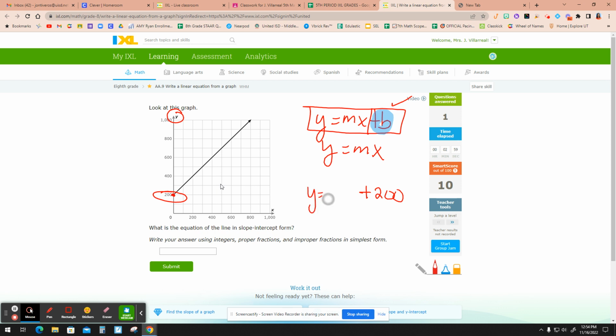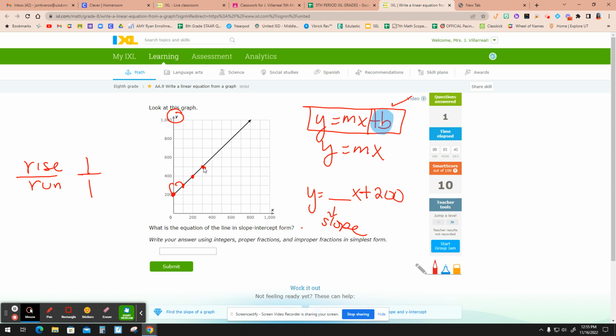So I'm done with that part. Now I just need the number that goes with the x. All right, so from this point that you already graphed right there, then you're going to go to the next pretty point, which is right here. Next pretty point, next pretty point. All right, and you start rising and running to get the number with the x, which is the slope. Okay, so I'm going to rise 1 square and run 1 square.